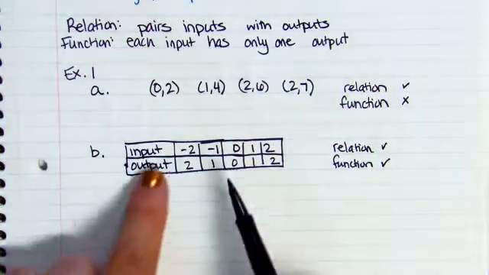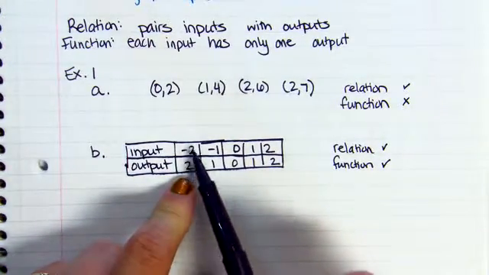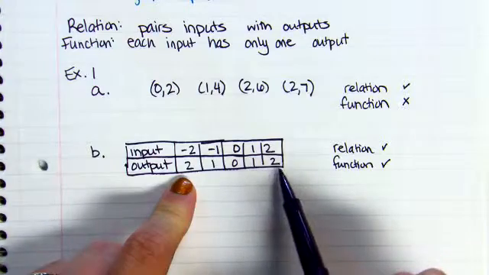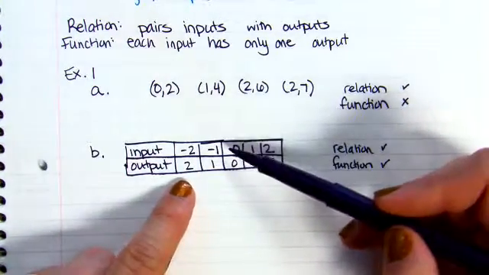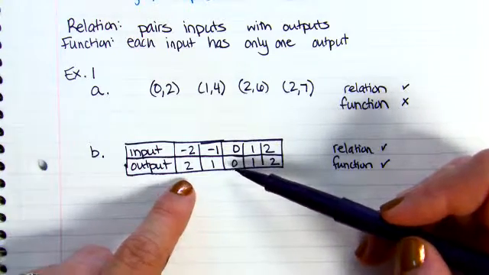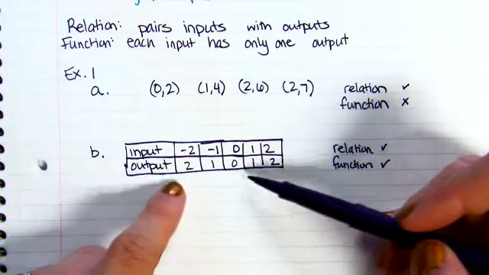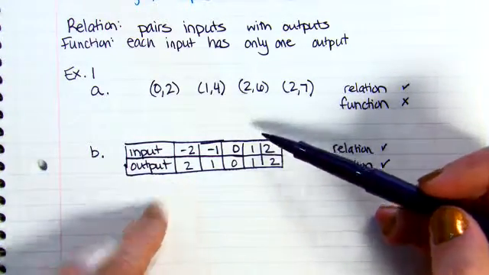Now you might look at this and you might say, oh, but look, -2 goes to 2 and 2 goes to 2. That's okay. Remember, it's my inputs that can have only one output. There's no rule that says every output needs its own input.